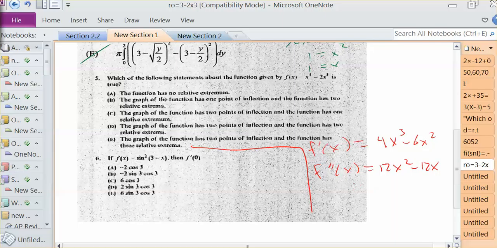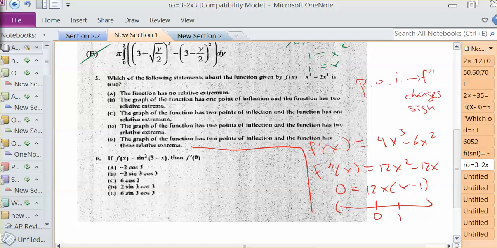Like number 3, this could take a while, so you may want to skip and come back to it later on the real thing. But if I solve for my second derivative, because that's going to be kind of easy, so 0 and 1. And if you do a sign chart, because points of inflection is when the second derivative changes sign. So POI, second derivative changes sign. Very, very important. We don't want to mess that up.